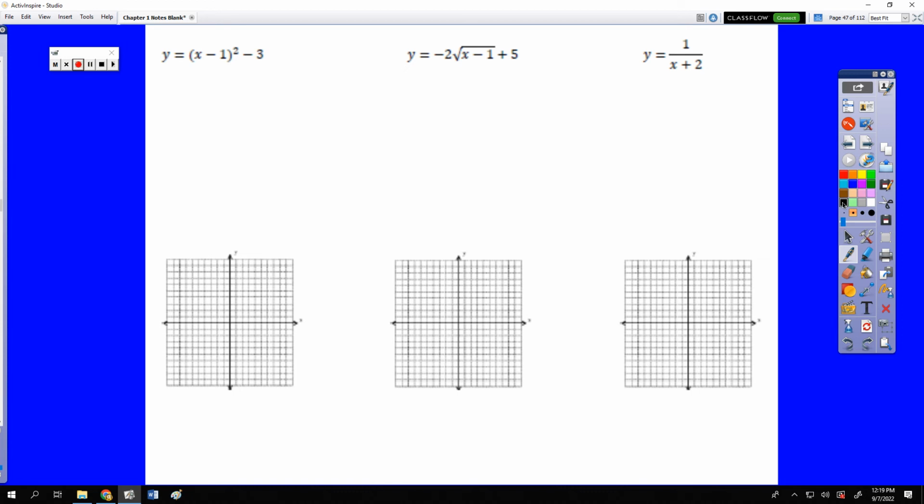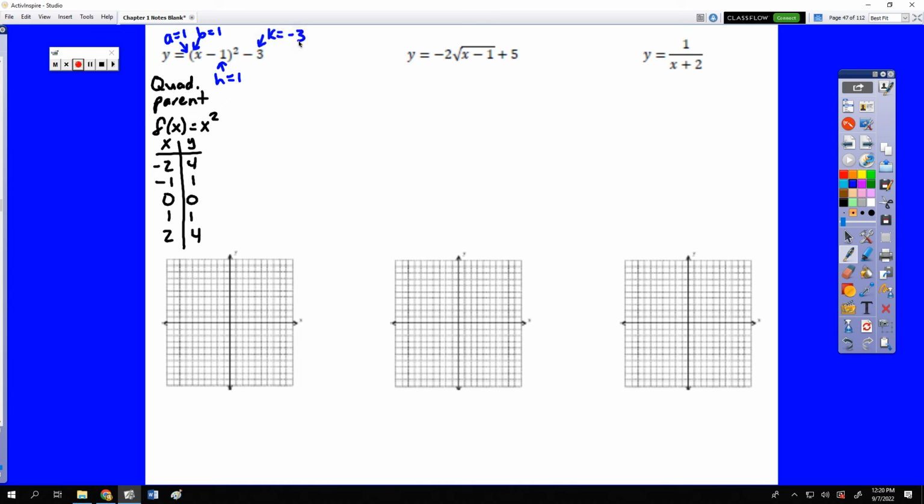So our 4th example here of a try on your own is a quadratic parent. In other words, f of x equals x squared, which means our parent function is negative 2, 4, negative 1, 1, 0, 0, 1, 1, 2, 4. We identify a, b, h, and k. So a is 1, b is 1, h is positive 1, k is negative 3.